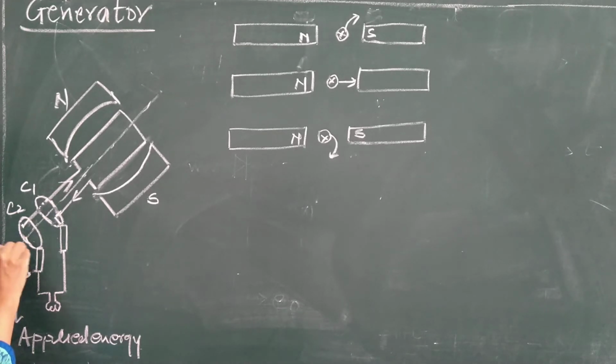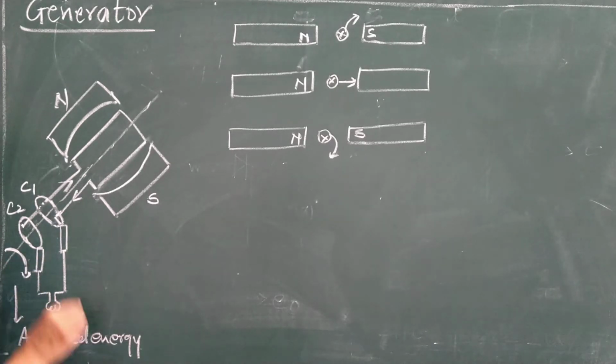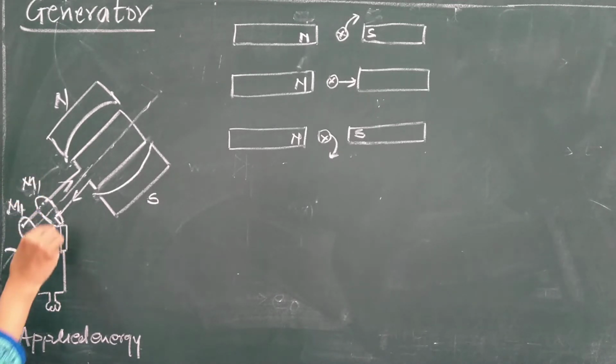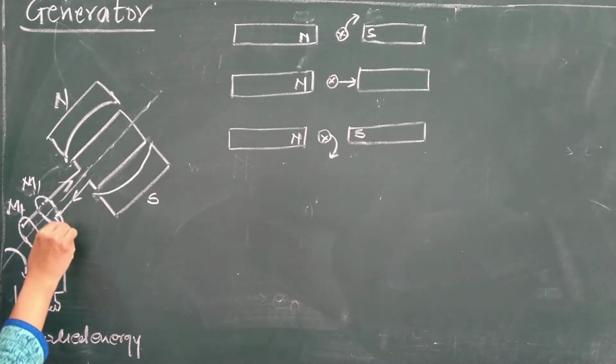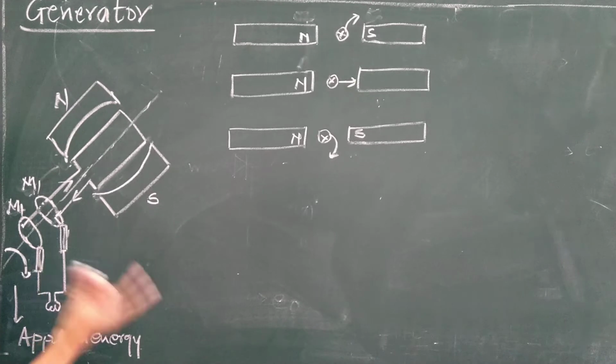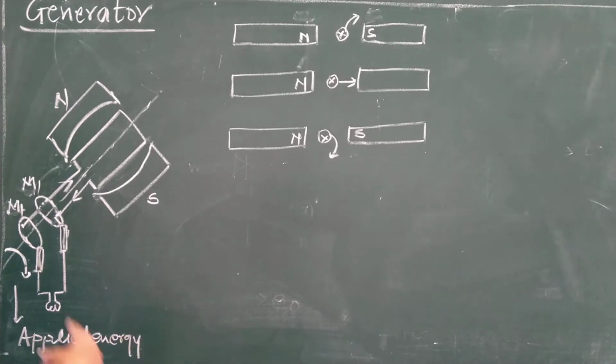And here this coil will be rotated with the help of certain applied energy. And that armature, M1 and M2, they are connected to strips, and the strips are further connected to a bulb. So that whenever EMF is generated, this bulb will start glowing. So now we can concentrate on the working.